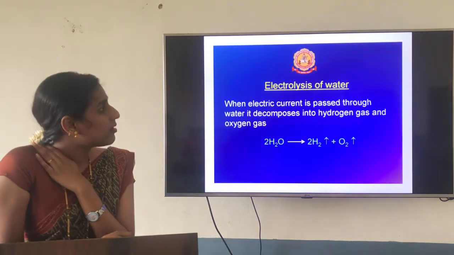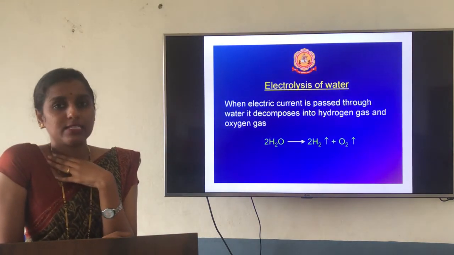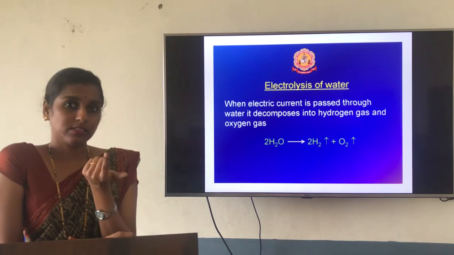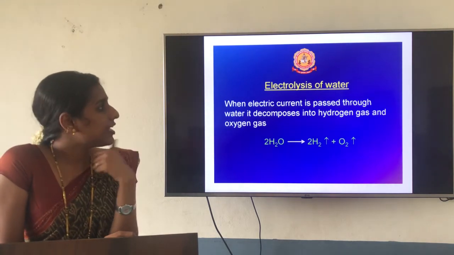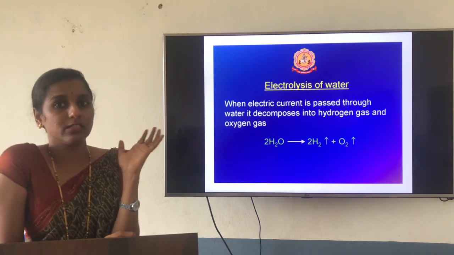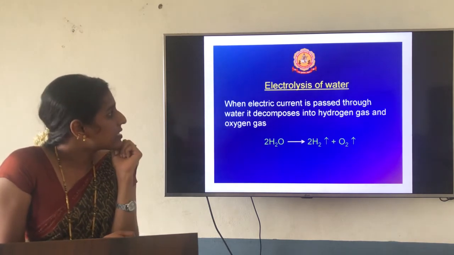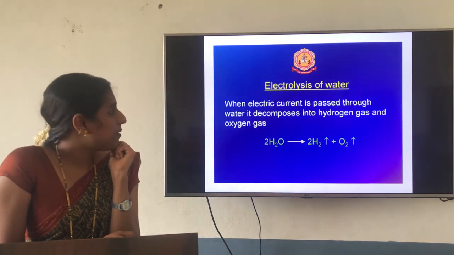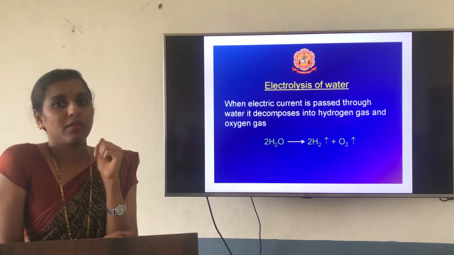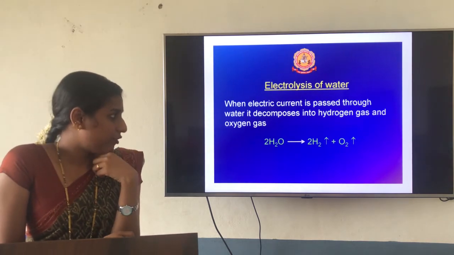The next one, electrolysis of water. As I said, a decomposition process can be done by thermal, electrical or photochemical means. So here, electrolysis of water. These are examples which you have already learned in your 10th standard. When electric current is passed through water, it decomposes into hydrogen gas and oxygen gas. This example you have already learnt.